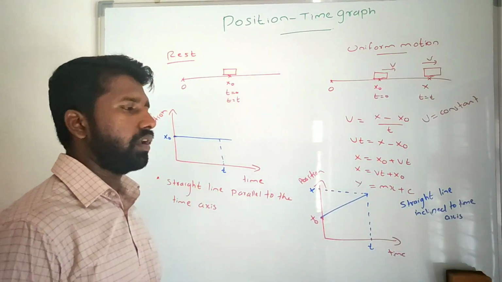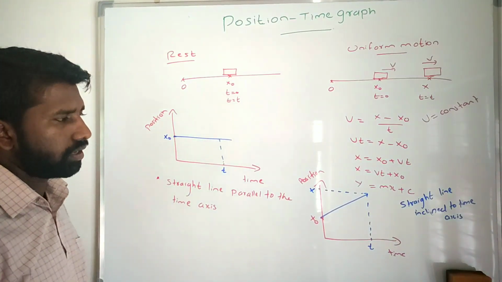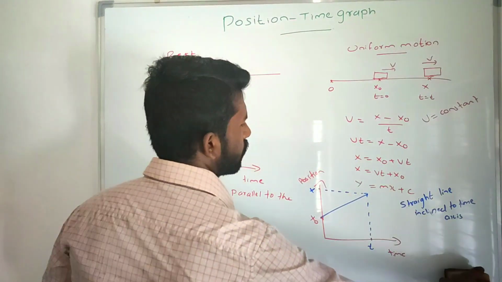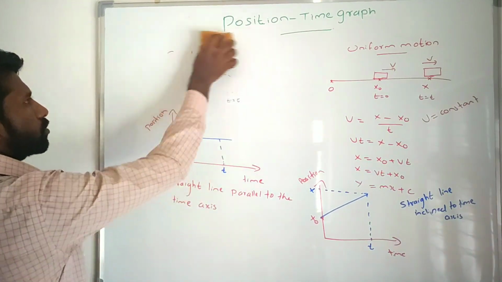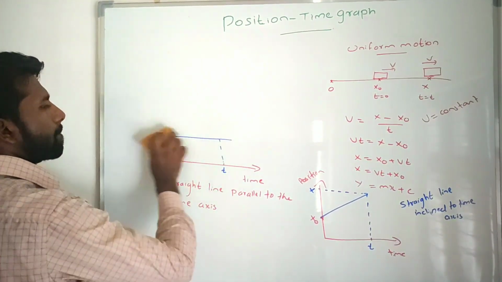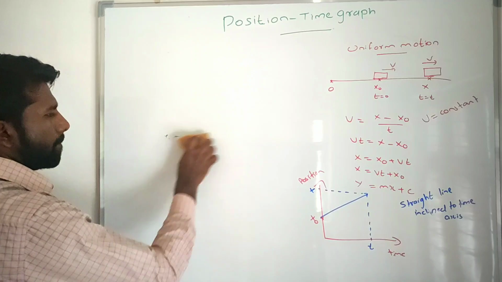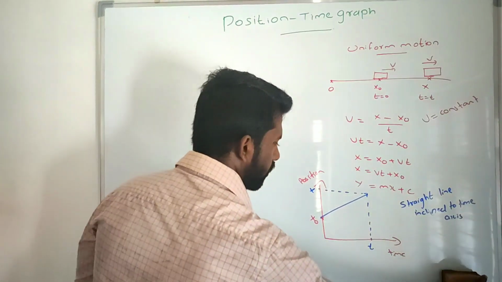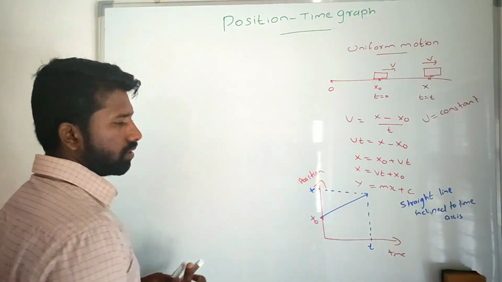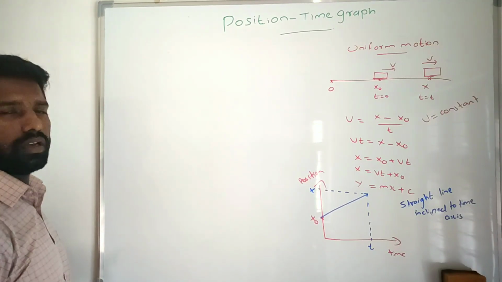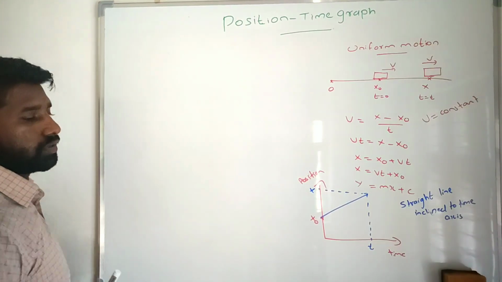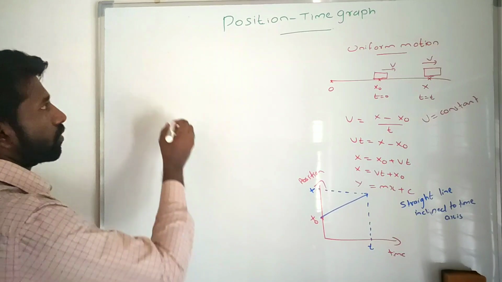Okay, straight line inclined to the time axis. If the y-intercept is 0, what about the graph? How is the graph going to be? If the y-intercept is 0, that means it is a straight line passing through the origin.